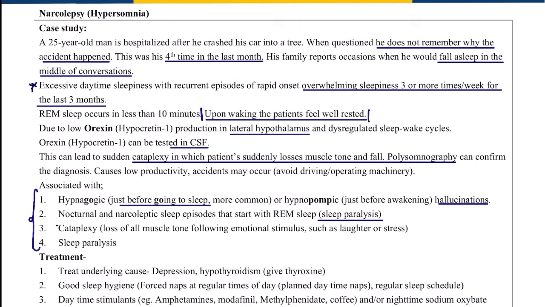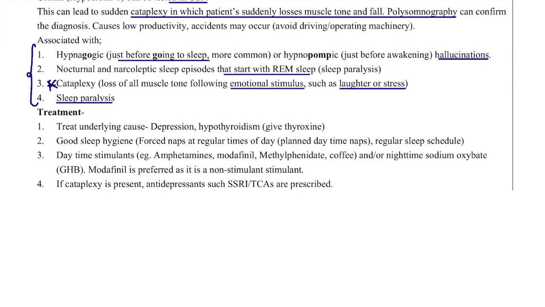Most importantly, there's cataplexy. This is when the person loses muscle tone following some sort of an emotional stimulus. If they are in a fight or if there's laughter against them, that would cause them to lose muscle tone. And then there's sleep paralysis. The treatment again is good sleep hygiene. So you force naps at regular times of the day, and there should be a regular sleep schedule. If there's some underlying cause, treat that.